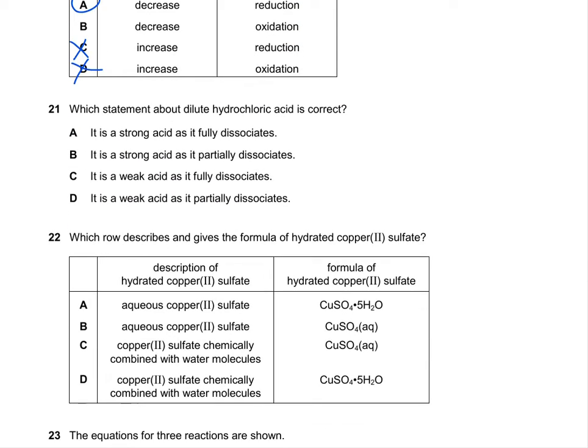Which statement about dilute hydrochloric acid is correct? Dilute hydrochloric acid, of course, is a strong acid and it's fully dissociated. The weak acids are the carboxylic acids, which are partially dissociated.